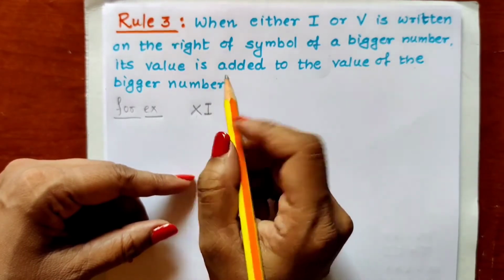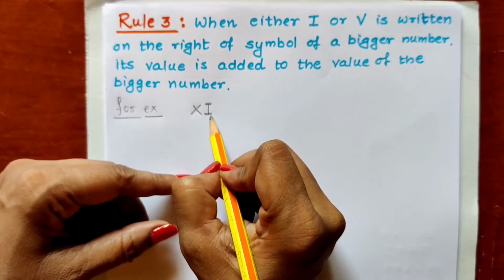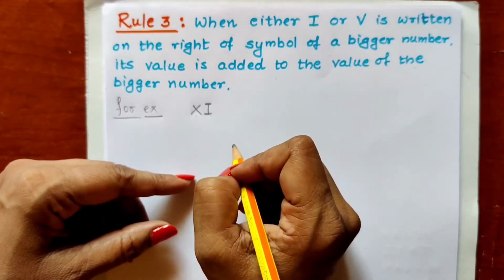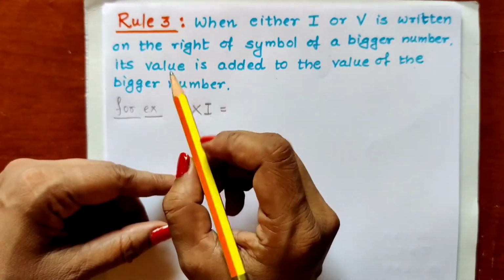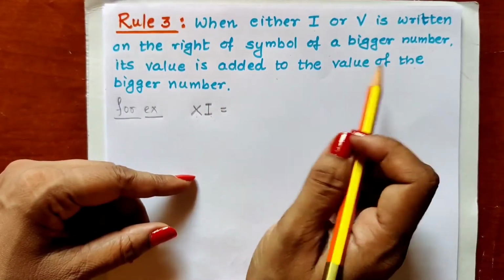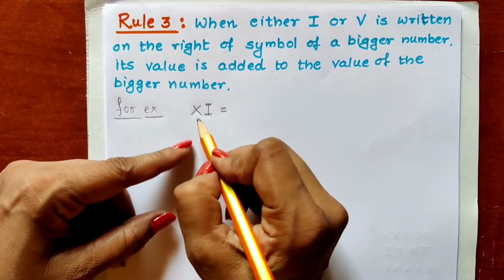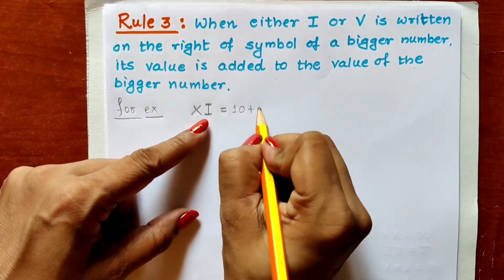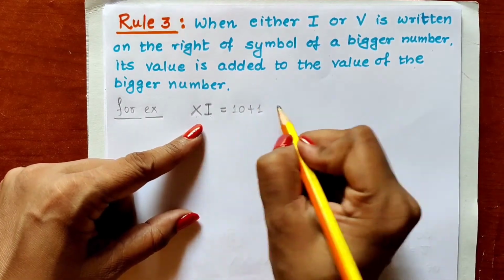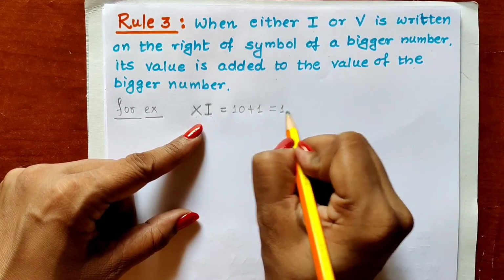So when I is written on the right side of the bigger number, what do we have to do? We have to add its value to the value of the bigger number. That means the value of X is 10 plus the value of I is 1. So XI means 10 plus 1, which is 11.